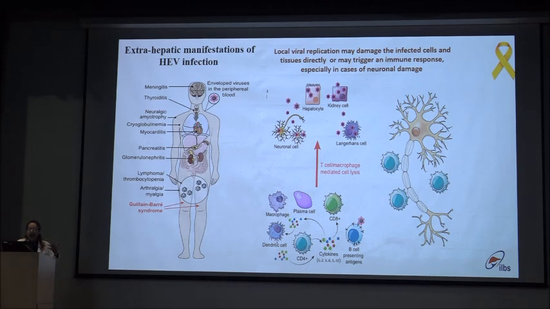The importance is the extrahepatic manifestations which are associated with HEV. The virus has been shown to be replicating inside the hepatocyte, inside the intestinal cells, kidney cells, neuronal cells. And as I told you, the EASL criteria also say that if you have neuronal amyotrophy or Guillain-Barré syndrome of unexplained cause, you must look for an HEV infection.